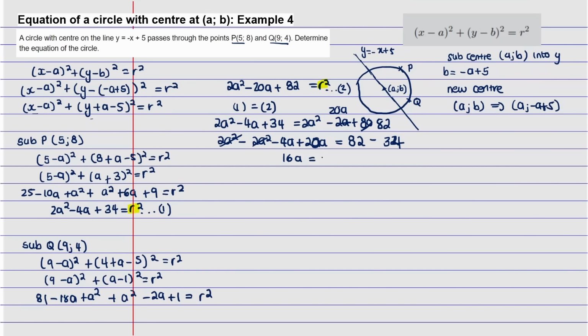It's going to give you 48, right? Divide both sides by 16, so it's going to be 48 divided by 16, which gives you 3. So your a here is going to be equal to 3.